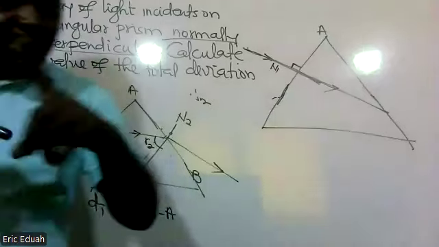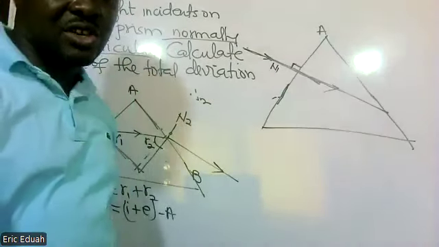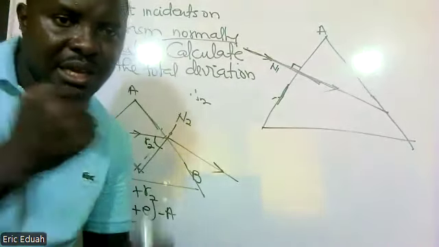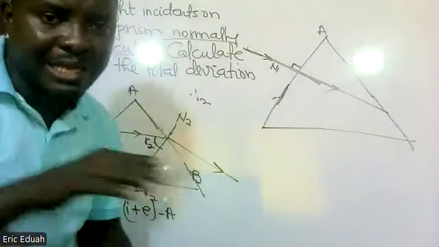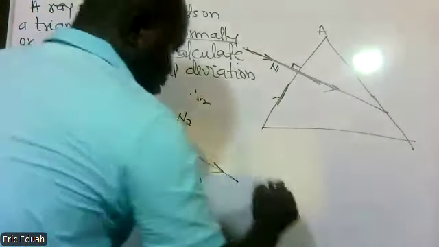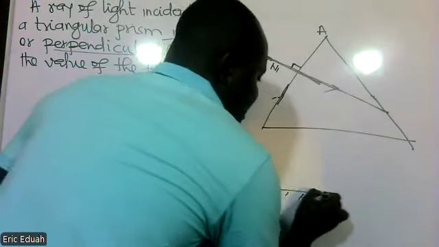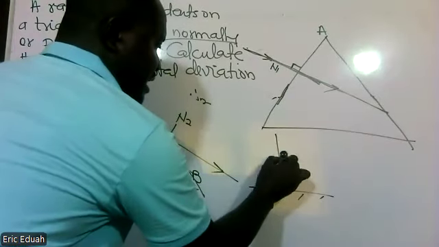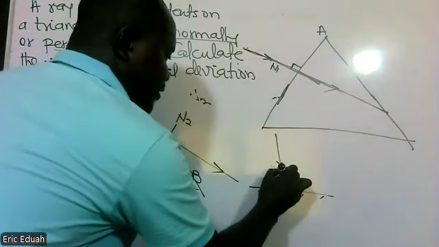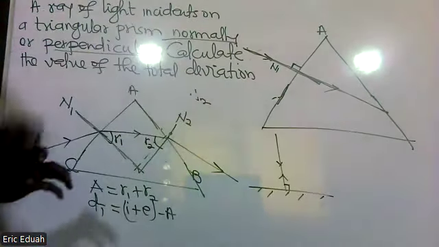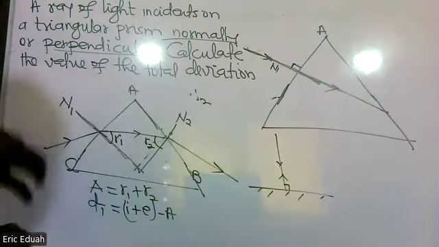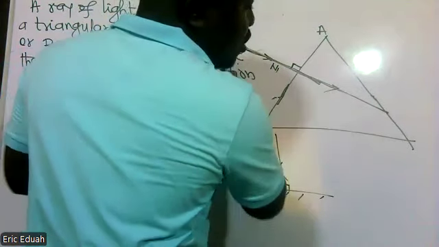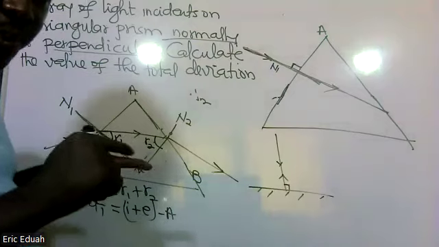So it's similar to reflection of light in mirrors. When light hits a mirror perpendicularly, it is reflected along the same path. So if this is a mirror and light hits it at an angle of 90, the incident ray and the reflected ray take the same path. But for transparent materials, when light hits it at 90, it goes undeviated within the prism.